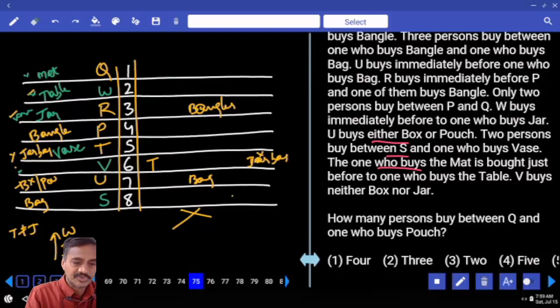Now box and pouch we have 2, and T and J, box and pouch. And V buys neither box nor jar. V is not box, hence V must be pouch. Now if V is pouch, now this U must be box. Clear? Now this is the final arrangement we have. That is question number 75 to 79.